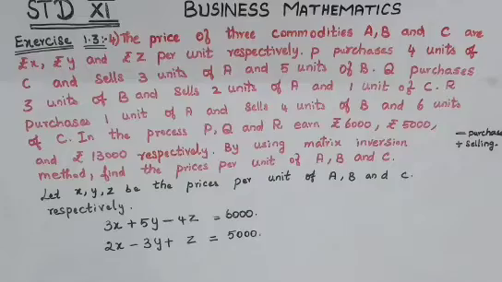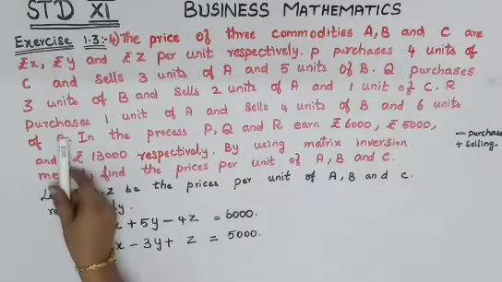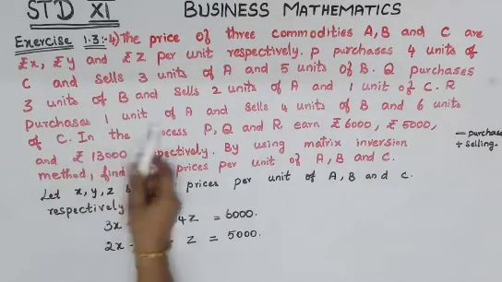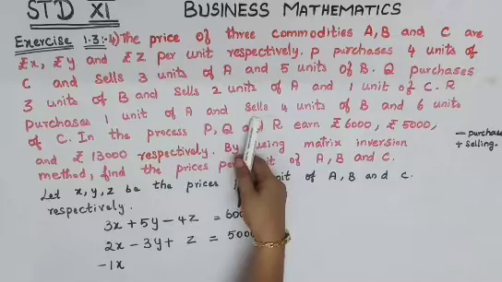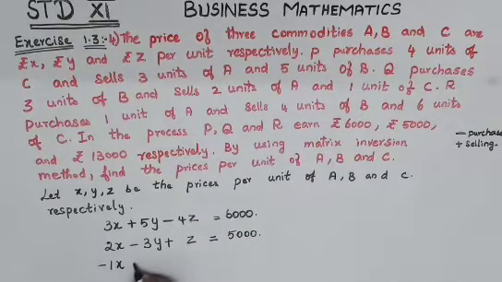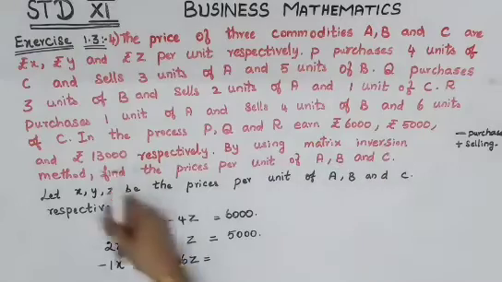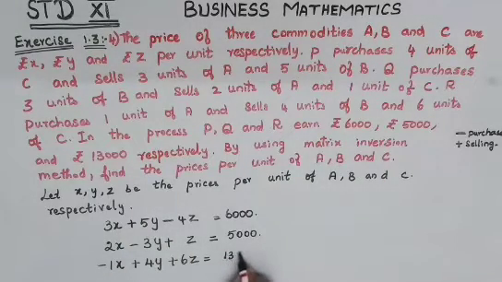Now going to the third condition, R purchases. Again purchases, you will have to put minus. But 1 unit of A, so 1X is minus, so minus 1X. Then the other two are plus, only selling. So 4 units of B, it is plus 4Y, 6 units of C, so plus 6Z is equal to the earning, which is 13,000. So this is your equation from the given condition.